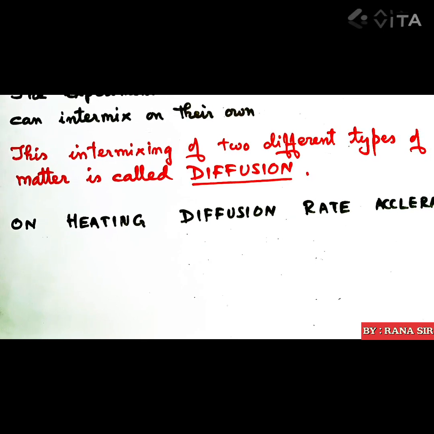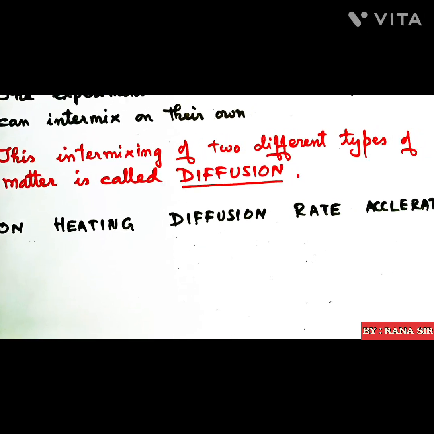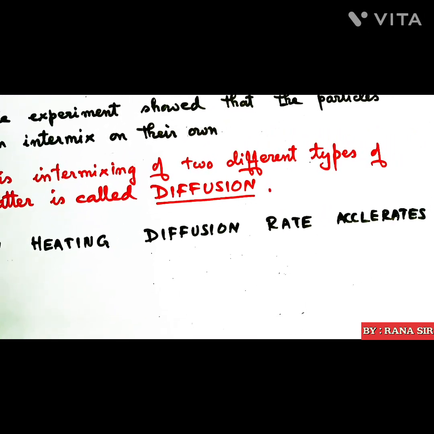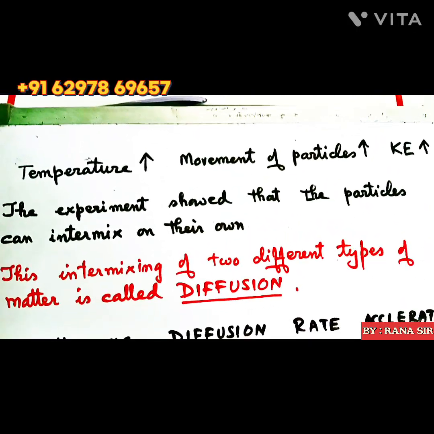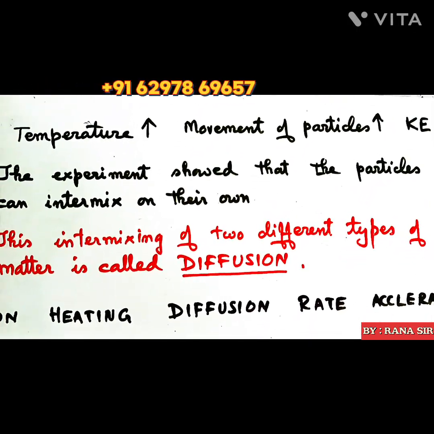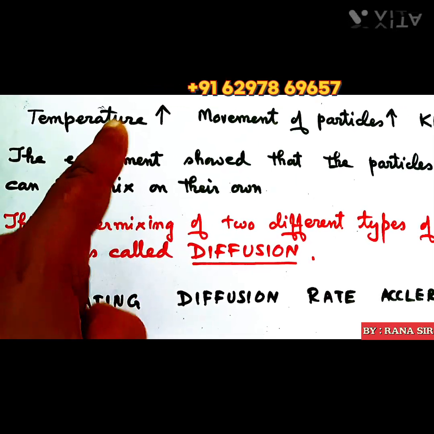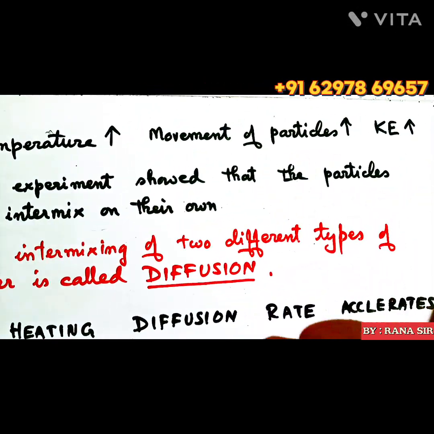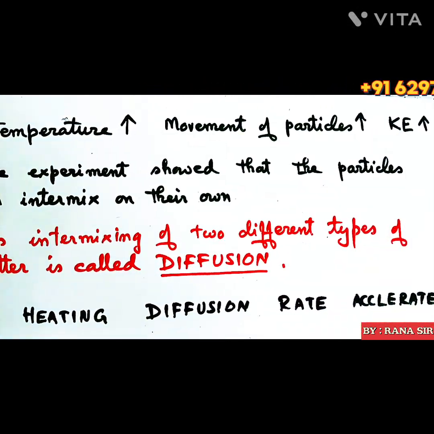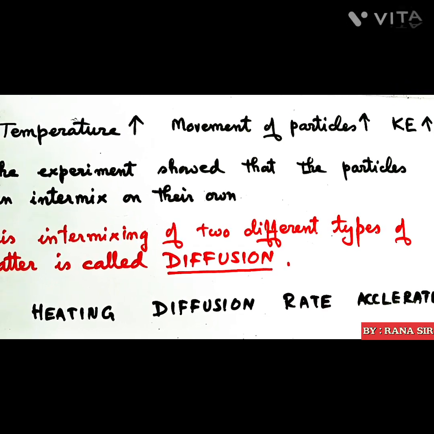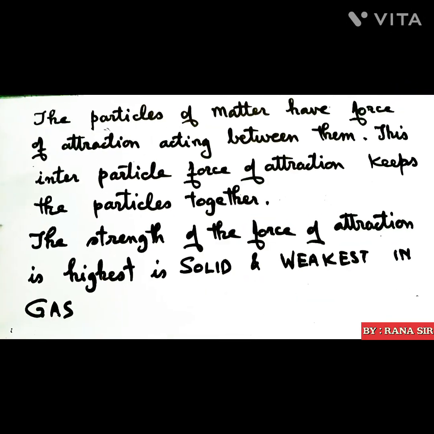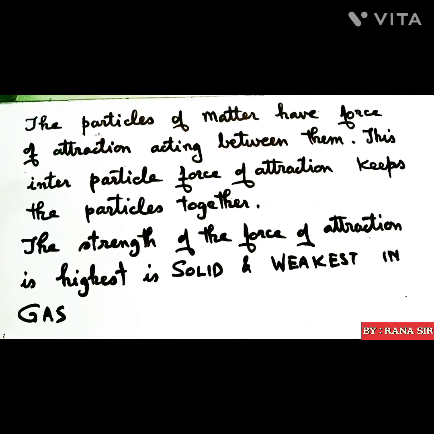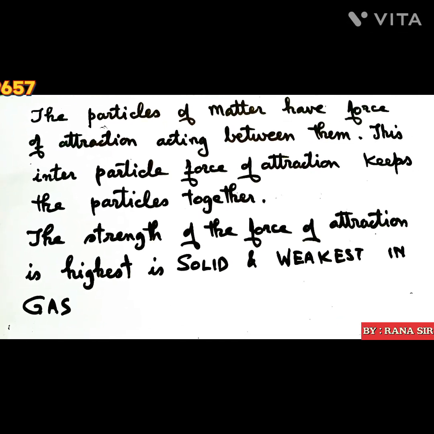On heating, the diffusion rate accelerates. Accelerates means increases. As we have seen above, all are directly proportional. Temperature increases, movement of particles increases, and kinetic energy also increases. So the diffusion rate increases with the increase in temperature. So let us discuss the other characteristics of matter.